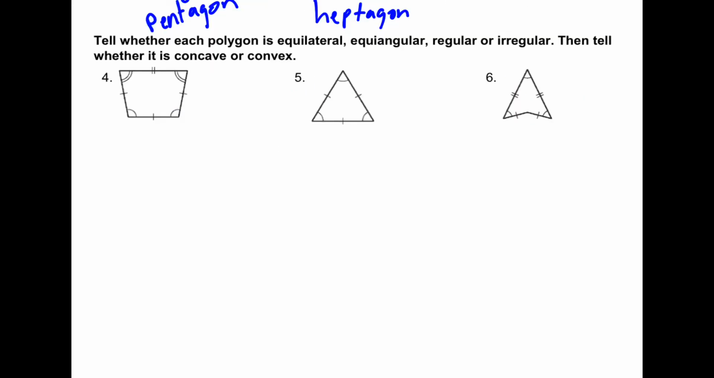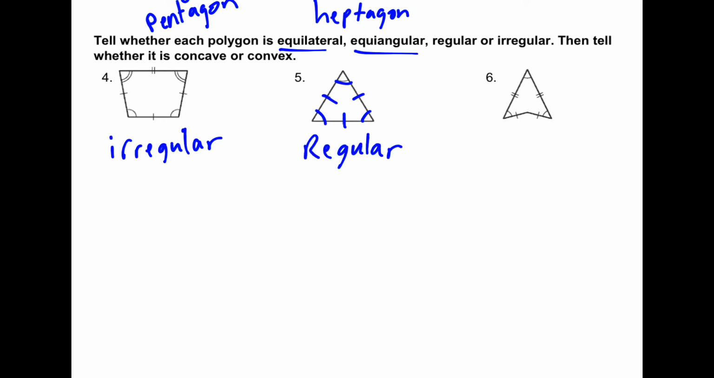For number 4, the side lengths are different and the angles are different, so we call this an irregular polygon. Number 5, all of the side lengths are the same, all of the angles are the same, so it's both equilateral and equiangular, which means it's regular also. And number 6, we see that the angles are all the same, meaning it's equiangular, but the side lengths are not, so we would call this irregular.